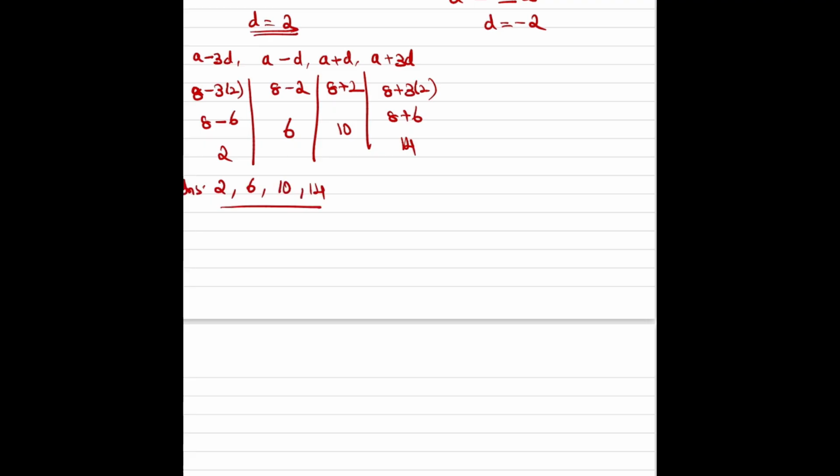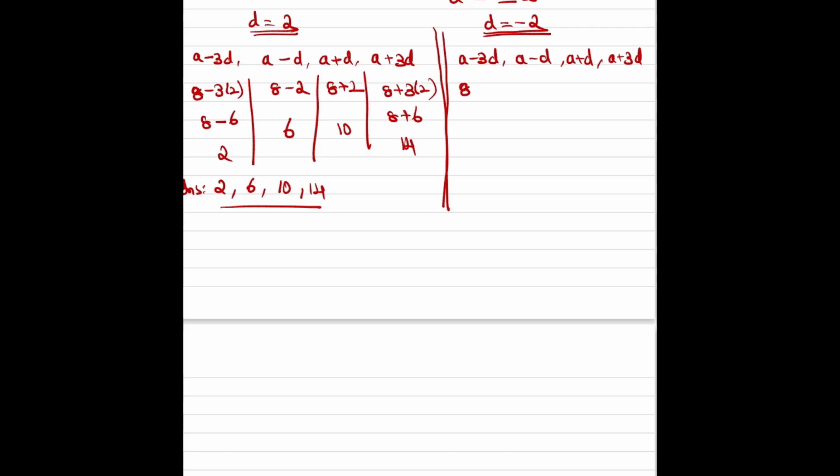Answer. Then over here, when D is negative 2, same as before: A minus 3D, A minus D, A plus D, A plus 3D, the 4 terms.